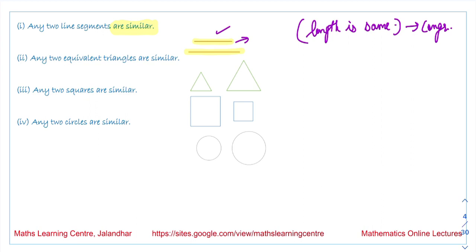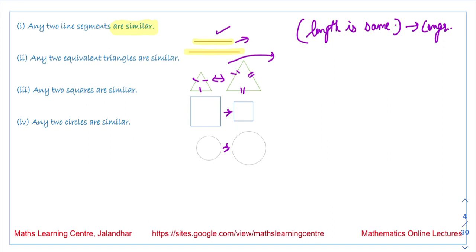If we are talking about two triangles over here, suppose both of these triangles are equilateral triangles. Then both these triangles have the same shape and they are similar to each other. Next, any two squares are similar. These are the two squares we are talking about, these are similar. Any two circles are similar. These are the two circles we are talking about. Both these circles are similar. So these are some examples of similar shapes.